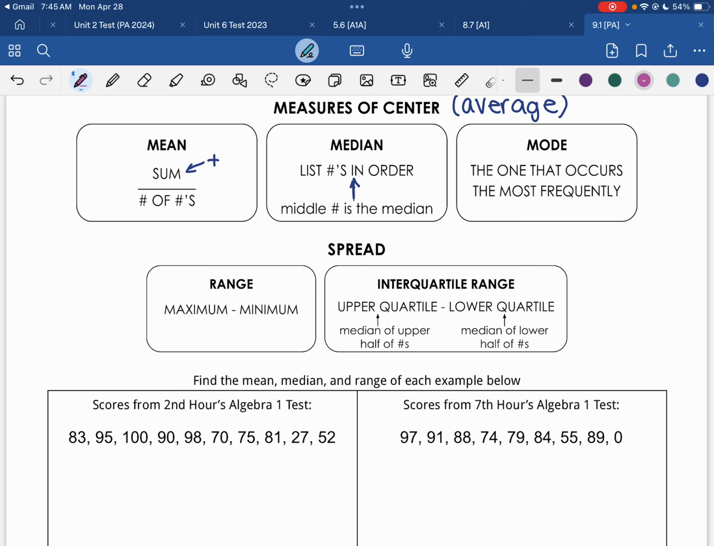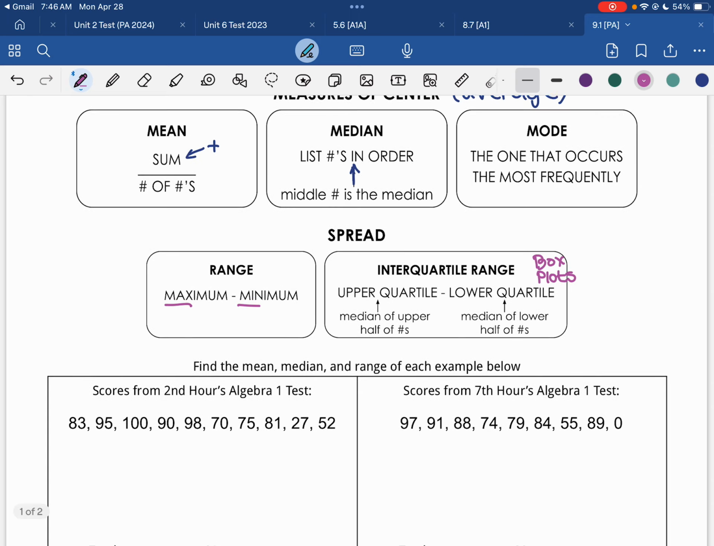There's also something called spread. This talks about how far apart the points are. Now, interquartile range is not going to be until we do box plots. So not today, but I'm putting it on here just so you know. It is also a type of range. Our range that we're going to do today is just max minus min. That's it. It's going to be one number. You're actually going to subtract it, and that's it. Okay? So let's jump right in.